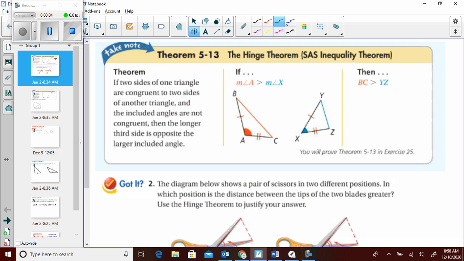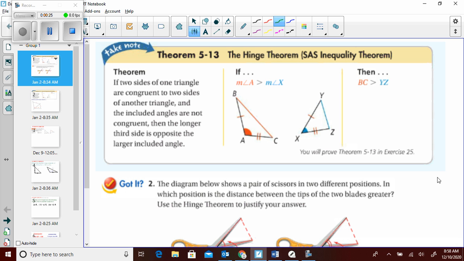All right, guys, continuing with our triangle inequalities. This is going to be a short video. We'll have these two theorems. The hinge theorem. Hinge. Think of a door hinge. The wider the door opens, the wider the hinge is, the wider the opening is. All right? That's why it's called the hinge theorem.